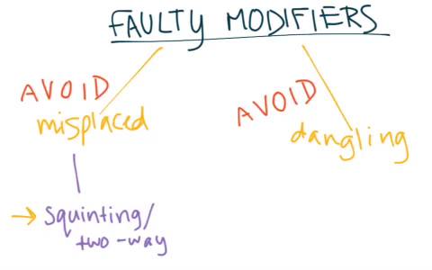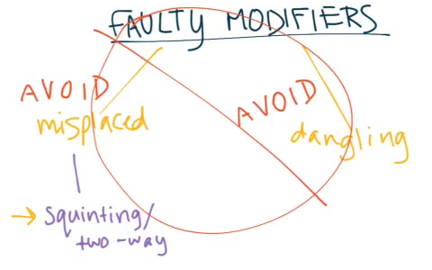And finally, we must avoid using both misplaced and dangling modifiers, and therefore faulty modifiers as a whole. So this is a big no.